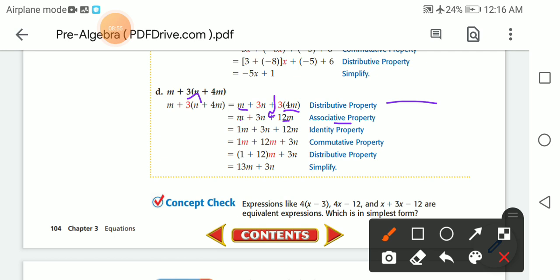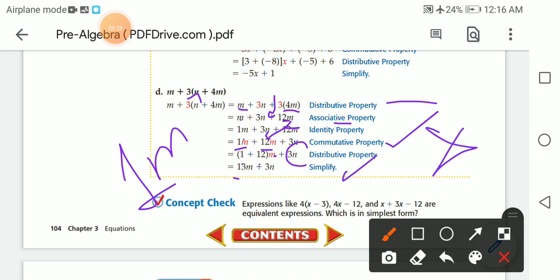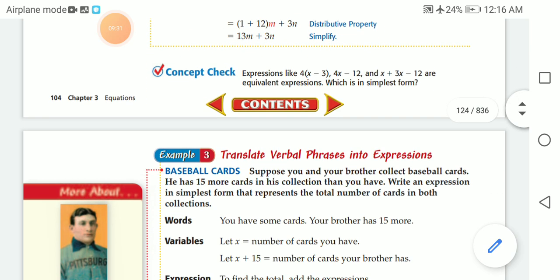And here 1m. Okay, why did I write here 1? Because when I say m alone, it means that it has an invisible 1. So 1m plus 12m, as you see. This one here I brought here, then plus 3n. When I change the places, commutative property, right? Then I put m outside. 1 plus 12 gives me 13m plus 3n. Simplify. It's very interesting to do so.